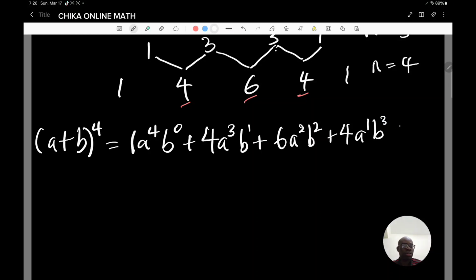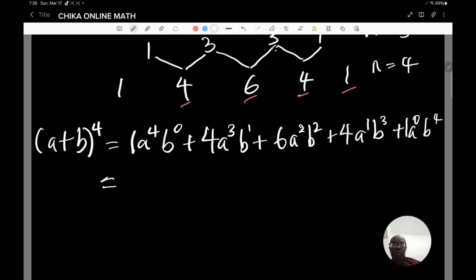Plus, for the last term, we pick the coefficient 1. The power of a will decrease by 1, so we have a raised to power 0, and the power of b will increase by 1, so we have b raised to power 4.